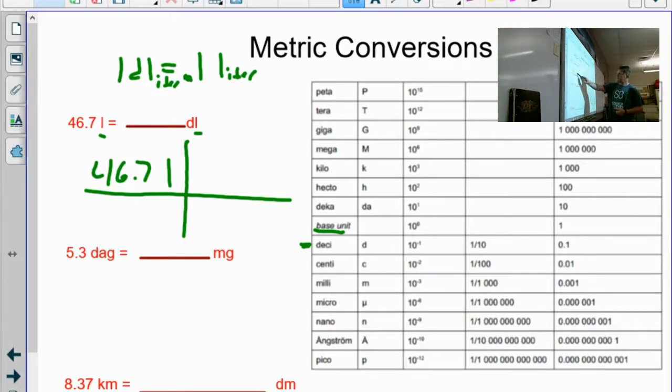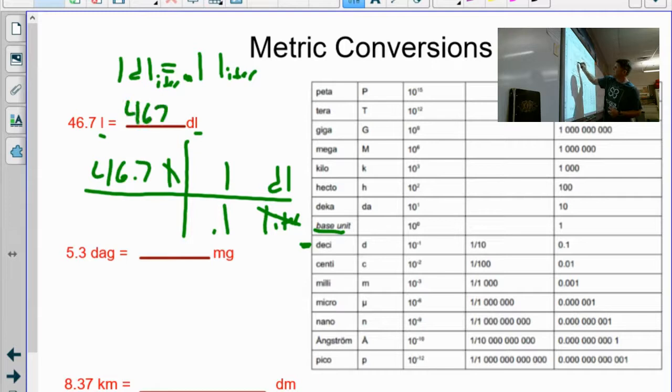I have liters here, and I want to convert that to deciliters. So my deciliters is going to go on top, and my quantity for that is 1. And then on the bottom is going to be my 0.1 liter. I'm going to write liter here. My liter here is going to cancel out with my liter here, and I'm going to have 46.7 times 1, which doesn't change, divided by 0.1. When I divide this number by 0.1, I'm essentially going to move the decimal 1 time, and I'm going to get 4670, and my decimal will be right there.